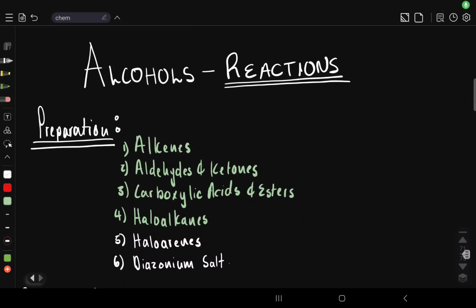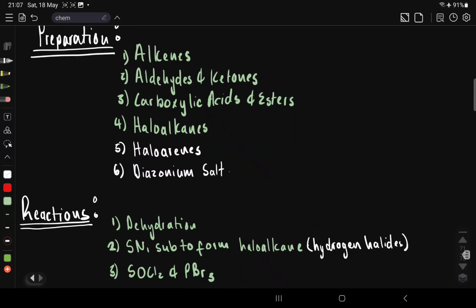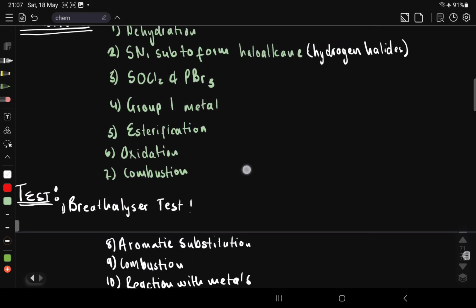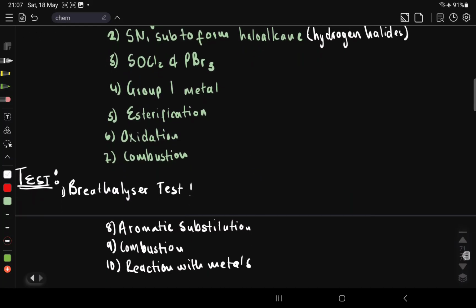So let's quickly go through alcohols, what we got to know. Here we got to know about 15 stuff. 6 would be on preparation of alcohols. Then the other 9 would be on the reactions. You say 9, isn't it 10? Well, one of it we are going to kind of ignore.